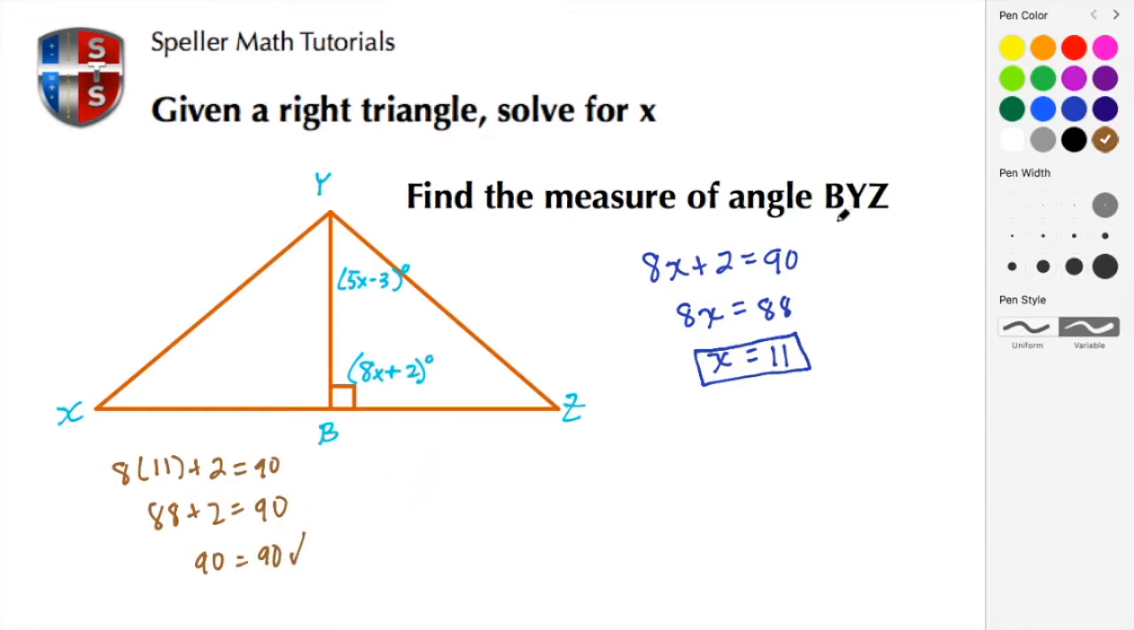Now we need to find the measure of angle BYZ. Well, BYZ is this angle here, and we're going to use this expression 5x minus 3. So we rewrite that as 5x minus 3. We know the value of x is 11, so we're going to substitute that in. So this is really 5 times 11 minus 3. 5 times 11 is 55. Then rewrite the minus 3, and then 55 minus 3 is 52. So we found that the measure of angle BYZ is actually 52 degrees.